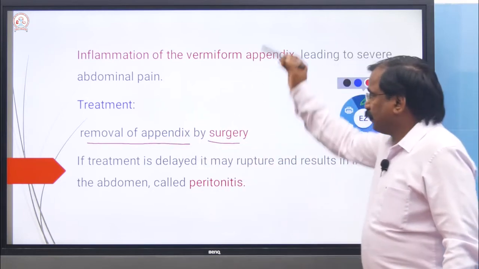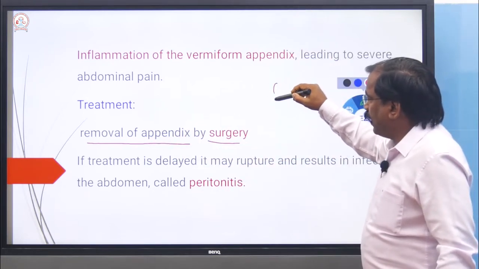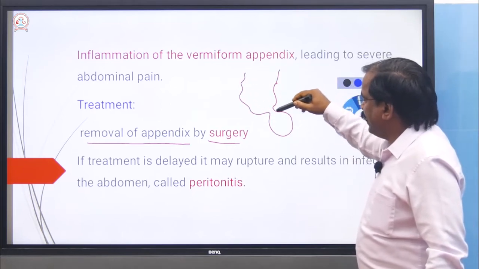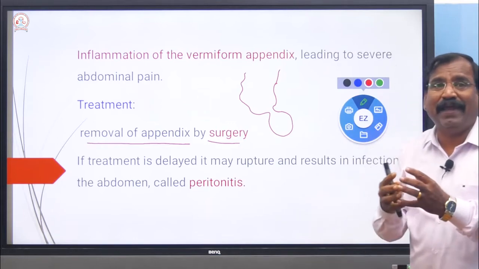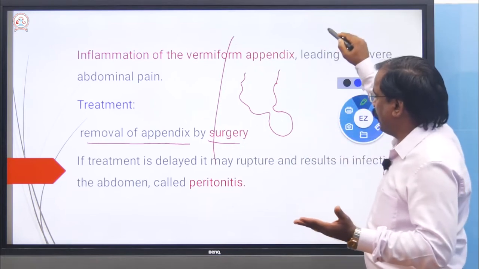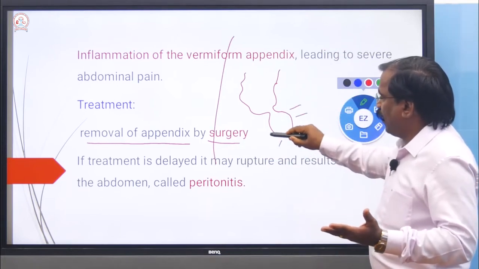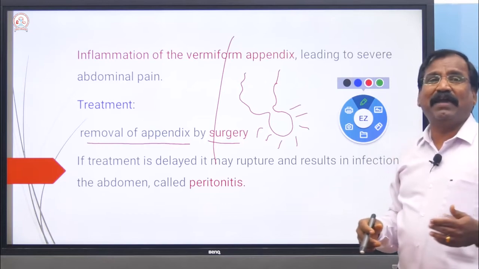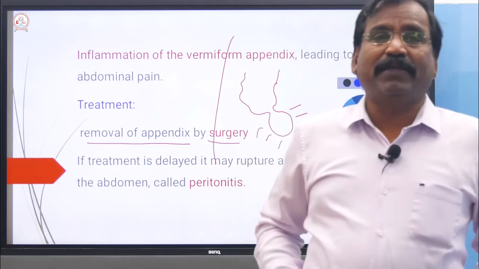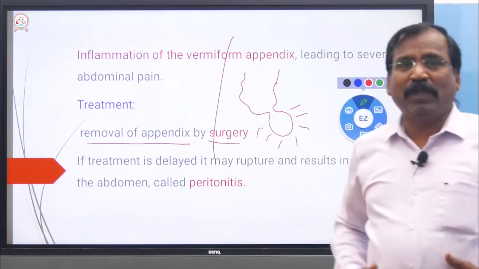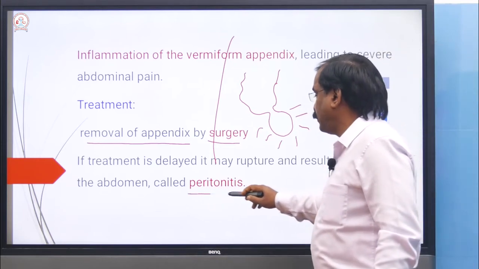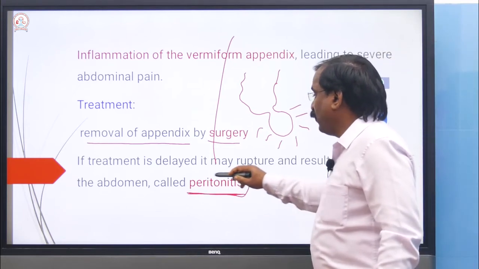It should be immediately removed. If not, what will happen? Listen, if not, the large intestine is bulged, swollen and bursts; it ruptures. When it ruptures, the contaminated fecal matter in the abdomen reaches the inner wall of the abdomen, the peritoneal membrane. That condition is called peritonitis.